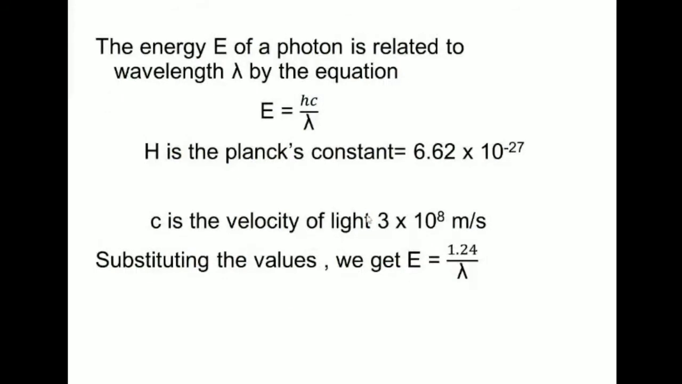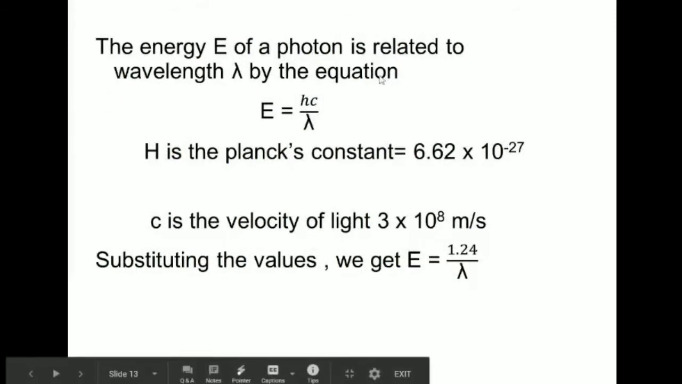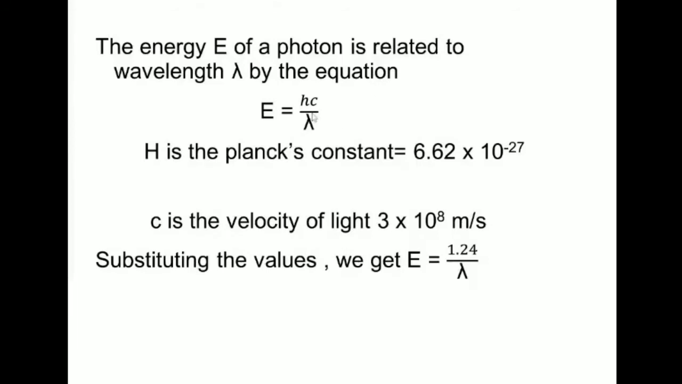The energy E of a photon is related to wavelength lambda by the equation E equals hc by lambda, where h is the Planck's constant given by 6.62 into 10 raised to minus 27, and c is the velocity of light. We know that it is equal to 3 into 10 raised to 8 meter per second. Substituting the values of h and c, we get the energy as 1.24 divided by lambda. Lambda is the wavelength.